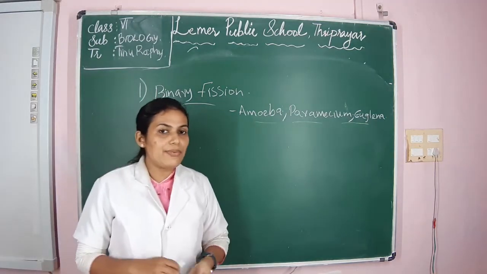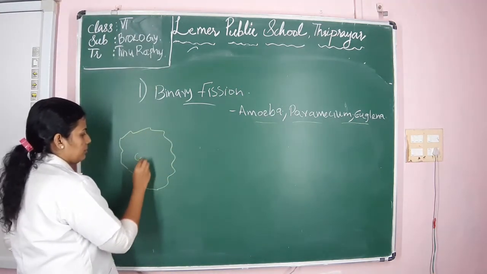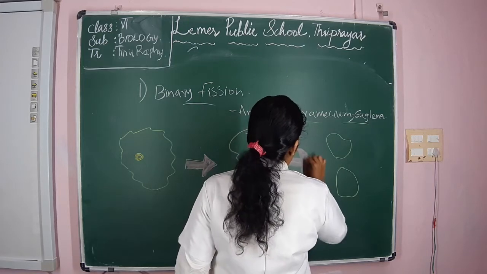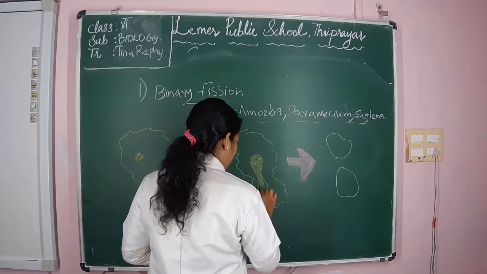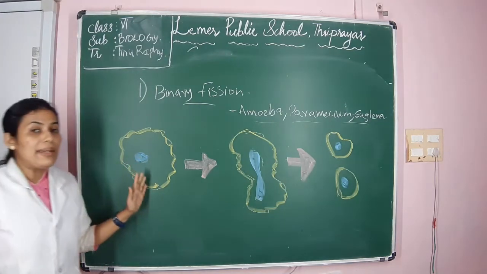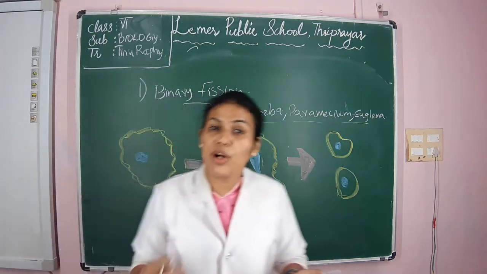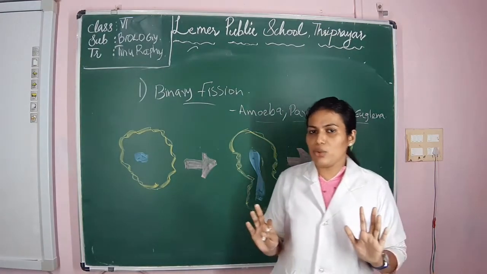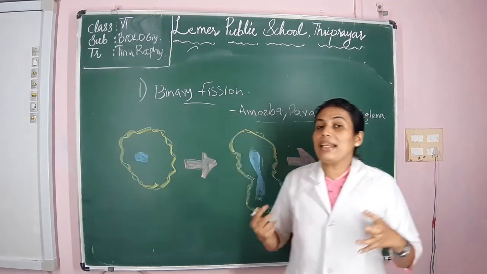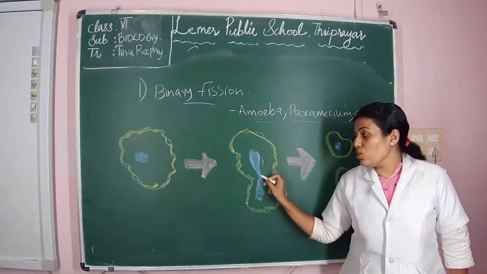Now, let's see how binary fission happens. The teacher has drawn binary fission on the board. That is, when the amoeba matures. Here a mature amoeba is drawn. Now, what is the specialty of amoeba? What is the shape of amoeba? Yes, amoeba is shapeless, you know that, isn't it? And it is a unicellular organism. When the amoeba matures, the nucleus will increase in size. Here you can see the nucleus has increased in size.